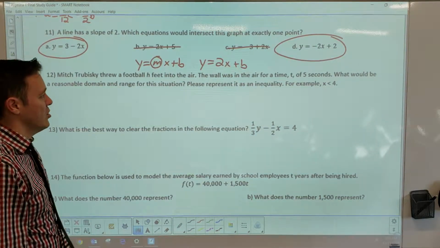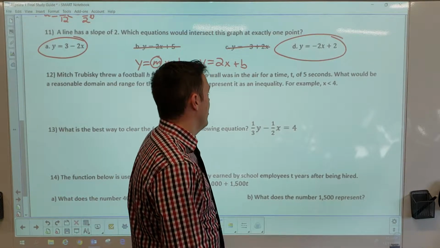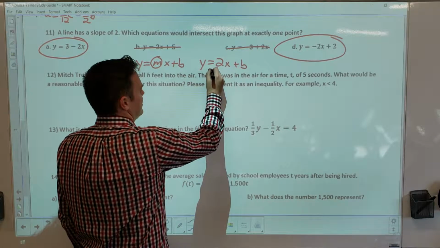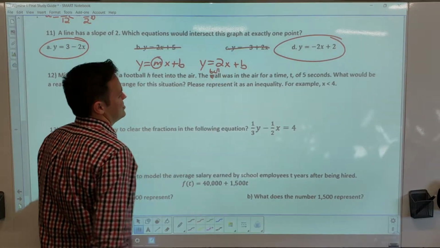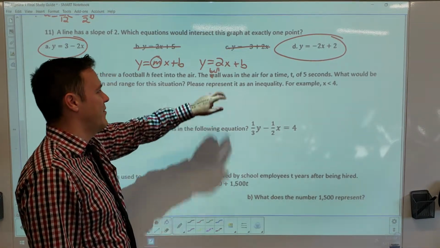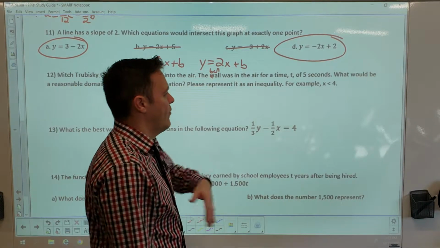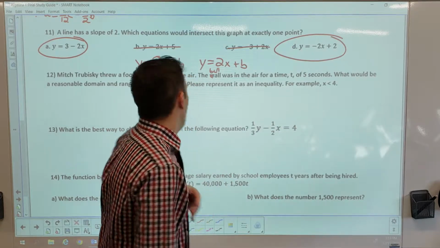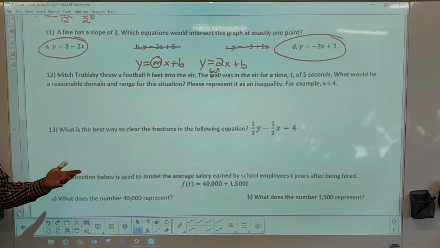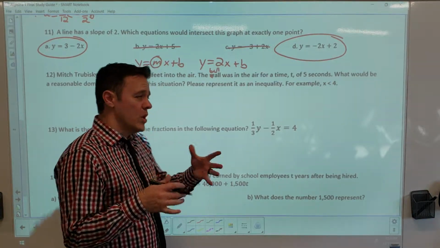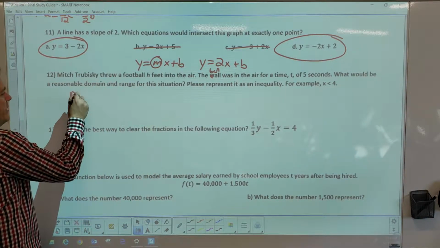All right, Mr. Trubisky throws a football 8 feet in the air. The wall, oh, dang it, that should be the ball. I had a nice student point out I had 2 spelling errors, and I found the second one. The ball was in the air for a time t, 5 seconds. What would be the reasonable domain and range of the situation? Please display it as an inequality. So what I want you to remember is, what is domain?